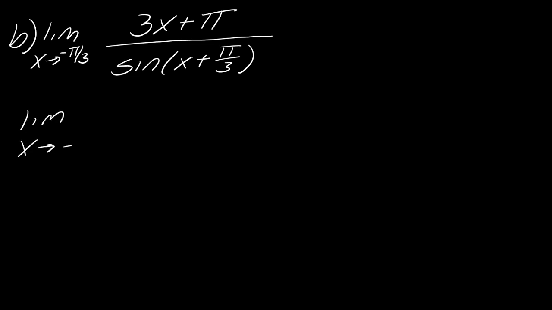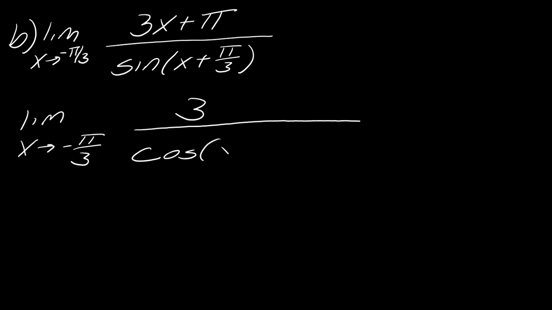Notice I continue to write my limit notation. It's as x goes to negative pi over 3. Taking the derivative of the top will just be 3. And then taking the derivative of the bottom, I have to use the chain rule here. So this will be cosine of x plus pi over 3, and then the derivative of the inside would just be 1, so that really didn't do anything.